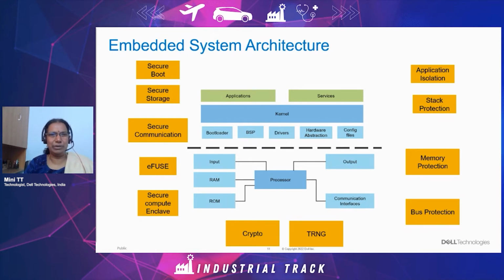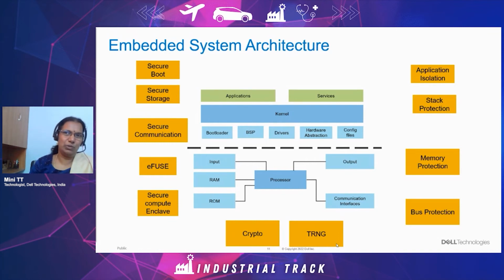And similar to secure compute enclaves, there could be examples of ARM TrustZone, Intel SGX, all those kinds of compute enclaves. And we are talking of application isolation, stack protection, memory protection, bus protection, all that could happen when we are talking of security, seeing the embedded system from a security point of view. How do we secure the system? So all these orange boxes that you see there are items that you will see beyond what you see in a traditional manner for enhancing the security of the system.